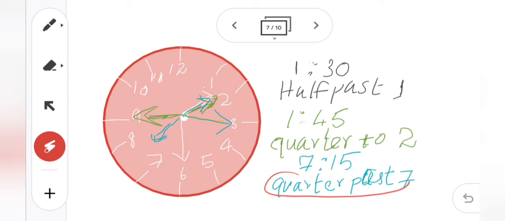And when you write in words, when it is in 3, already I told it is quarter past. So you write quarter past. Again, the hour is what? 7. Already we have seen here 7. So quarter past 7.